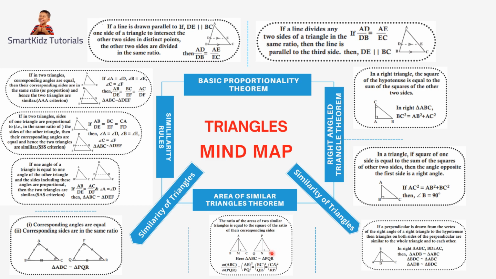This again can come in your MCQs, wherein you might sometimes be given the corresponding sides like AB and PQ, or BC and QR, or AC and PR, and asked to find the respective areas, that is, the area of triangle ABC or triangle PQR. Three quantities may be given. You may be given area of triangle PQR, AB and PQ, and asked to find out area of triangle ABC. Or you may be given area of triangle ABC, area of triangle PQR, and one of the corresponding sides, like let's say AB, and asked to find out what is PQ. So this is the formula that you need to use in order to find the other side or an area.